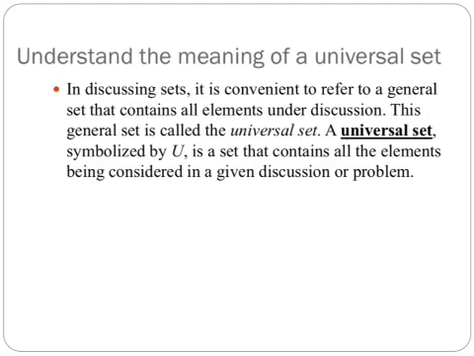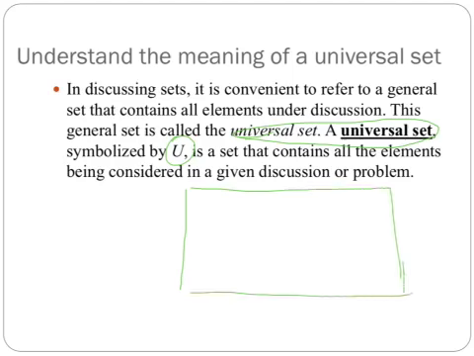When we're dealing with Venn diagrams, we're going to have what's called the universal set. And this universal set is symbolized by the letter U. It discusses all elements that are possible within the square. Okay, so we have a little U in the corner.